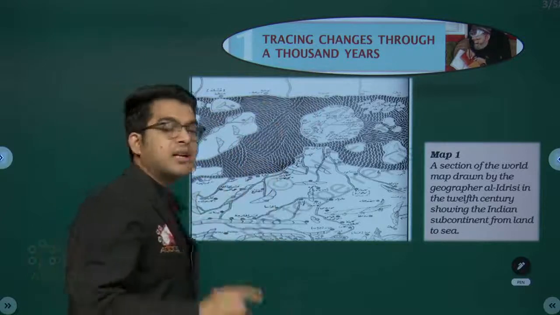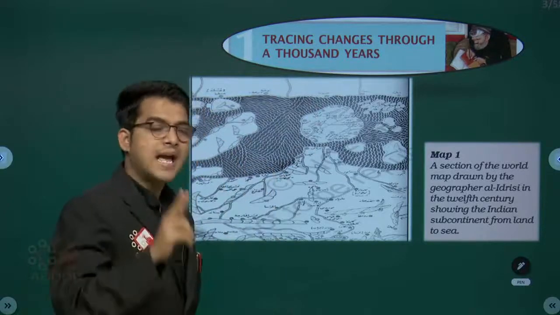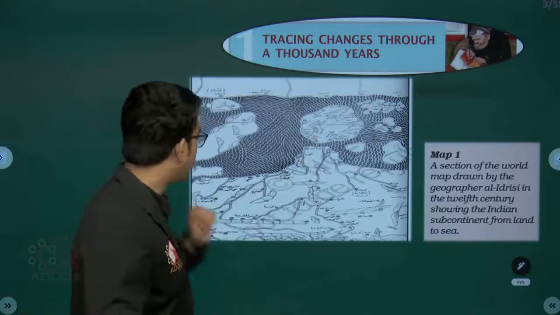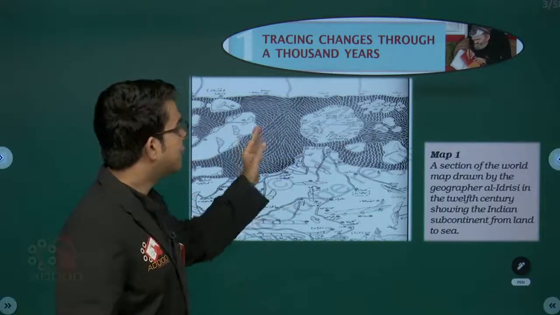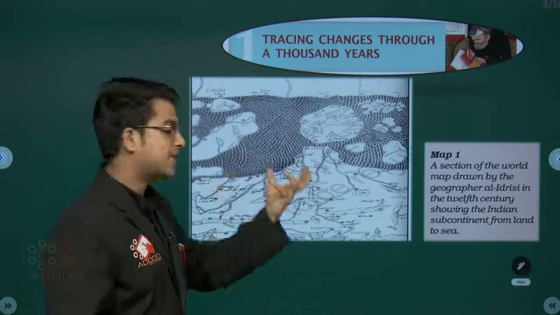So continuously we are going to study map number 1 and map number 2. This is the map number 1 we have. I hope you won't understand anything from this, but I'll make you understand.